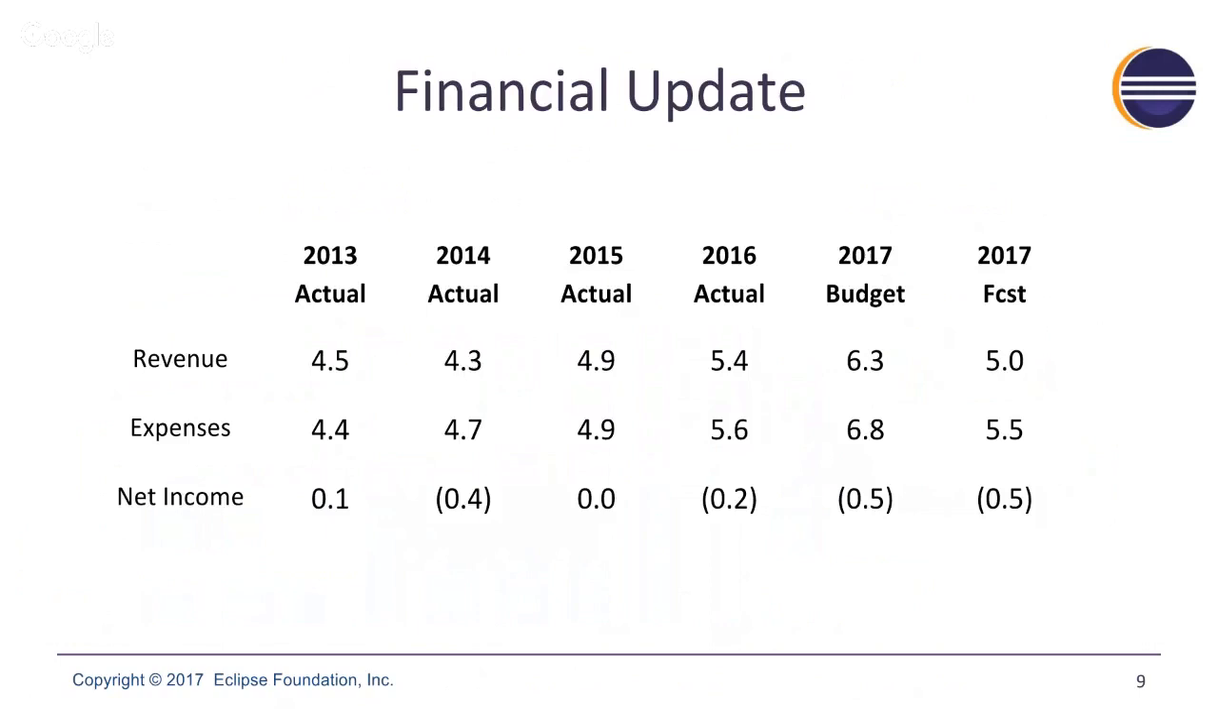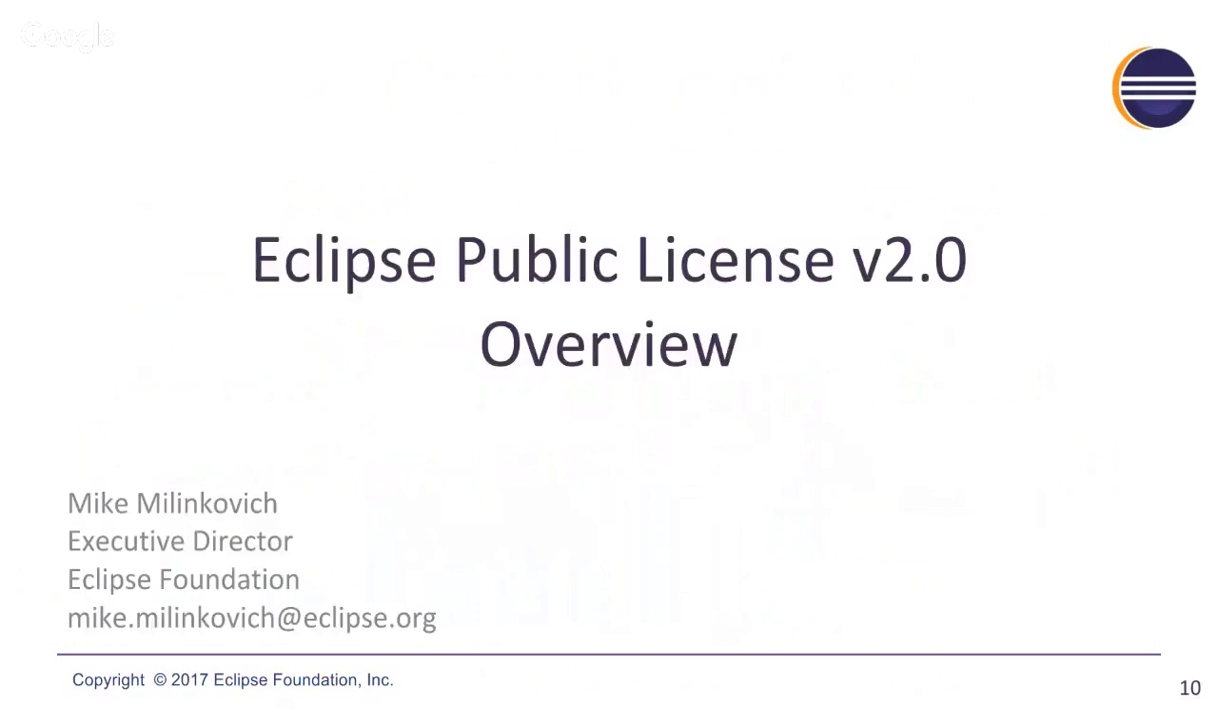We are holding the line on the expense side, so we'll be coming in with the same budgeted net loss of around $500,000. We have a long tradition of forecasting these kinds of numbers and ultimately doing significantly better by year end, and we will be doing our very best again this year to do that. So we continue to see good financial management at the Eclipse Foundation.